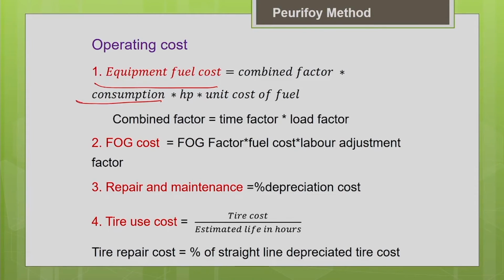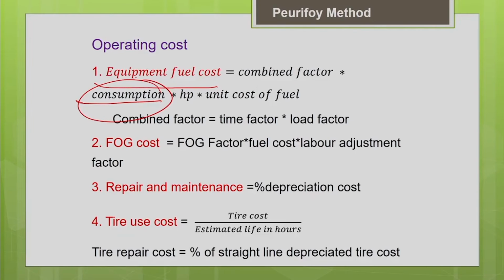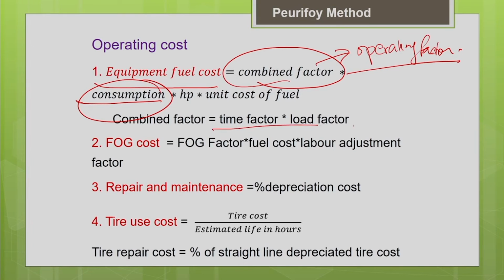Say for example, if you have used some value from a literature where the values are given for some standard conditions, where the machine is working at maximum output rate, then you have to adjust that particular consumption factor according to your project condition. That combined factor is nothing but your operating factor, which reflects your project conditions. According to your time factor and the load factor, you have to adjust the fuel consumption value taken from that literature. So multiply it by the operating factor so that you can get the consumption for your project conditions. Then you have to multiply by the horsepower of the engine and the unit cost of the fuel. This will give you the hourly equipment fuel cost.